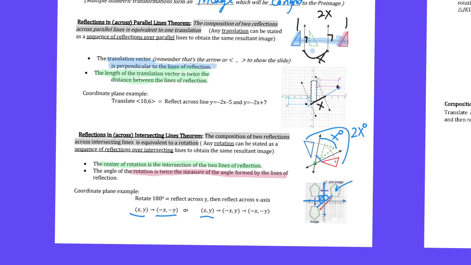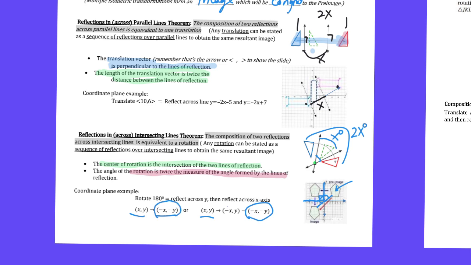If you take a point and you reflect it across the x-axis, which changes the x and keeps y the same, you take that point and you reflect across, oh, actually across the y, sorry. And then you reflect across the x, which changes the sign of the y. You're going to end up with the same resultant point.